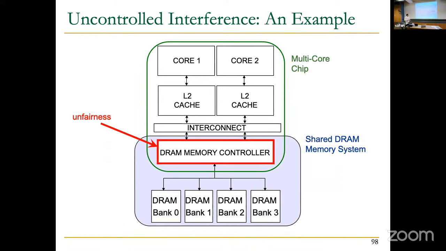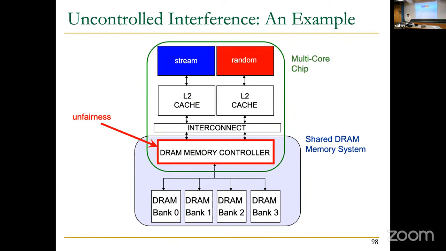Now, why does this happen? This is, again, a picture of a shared memory system with the cores that we run two applications on. On core one, we will run a streaming workload. This workload accesses consecutive cache lines back to back. It is very memory intensive, so it keeps scheduling requests to main memory through the memory controller.